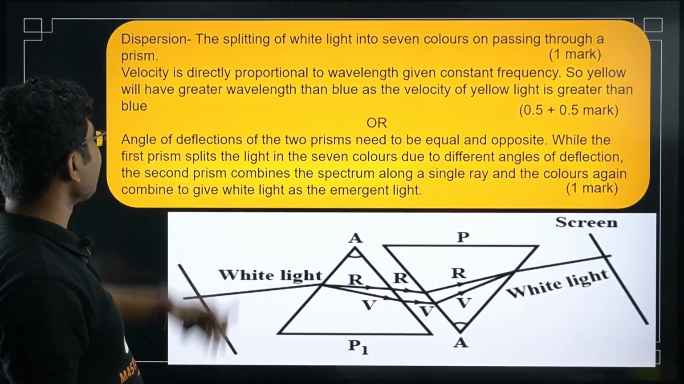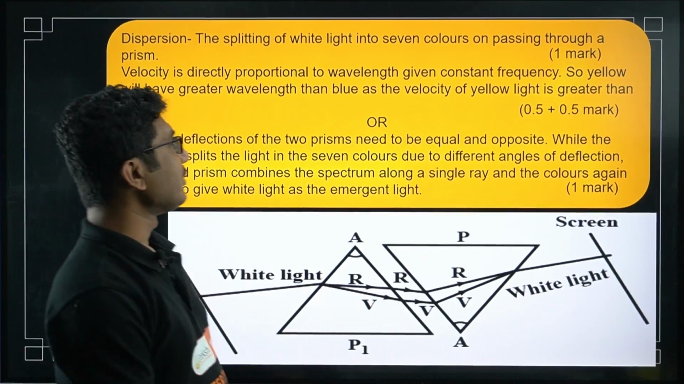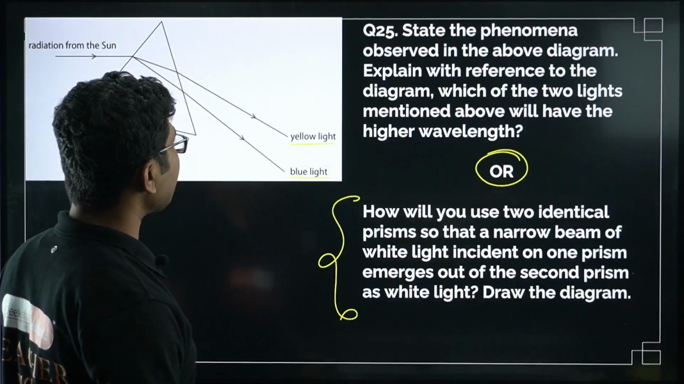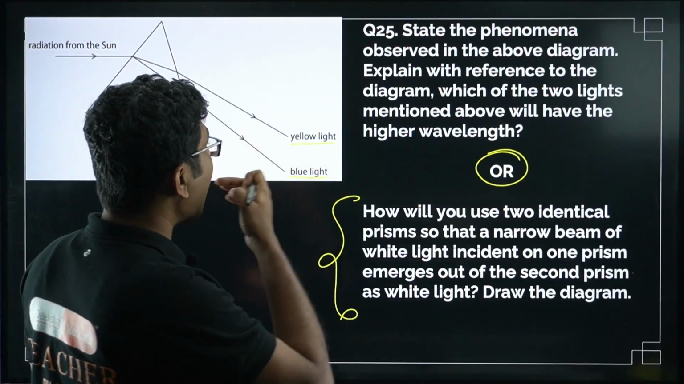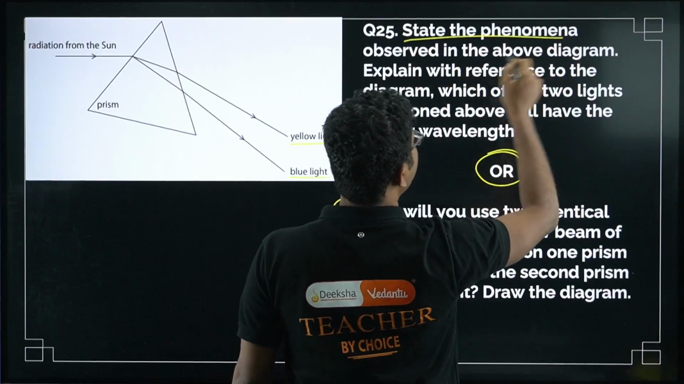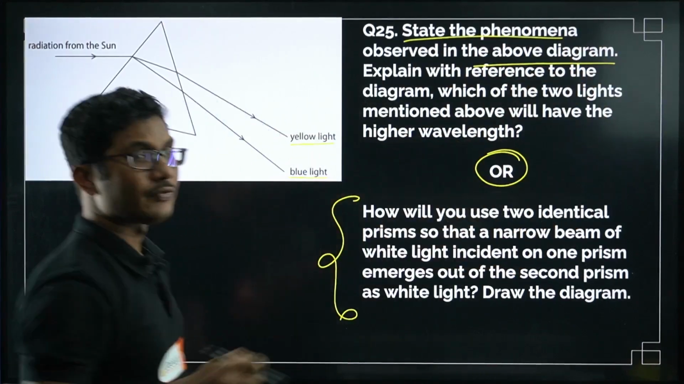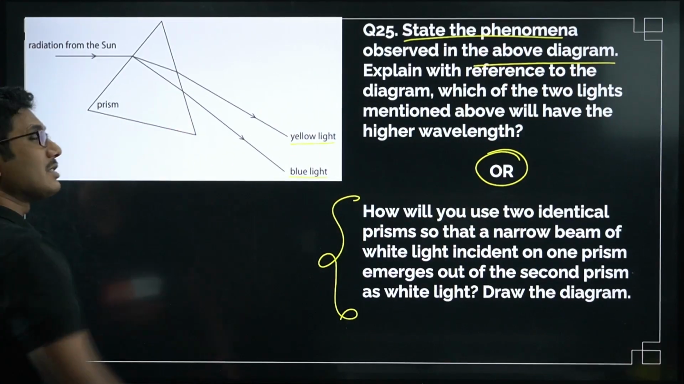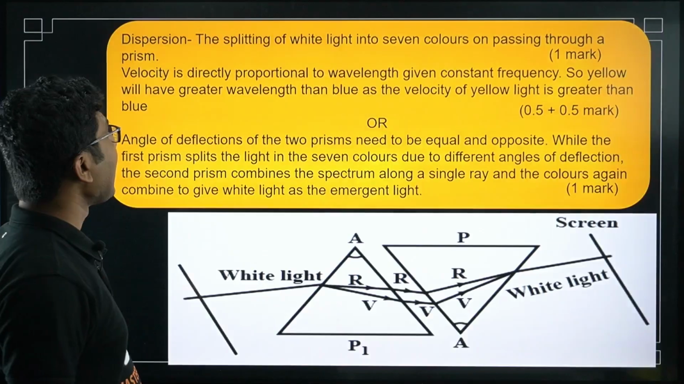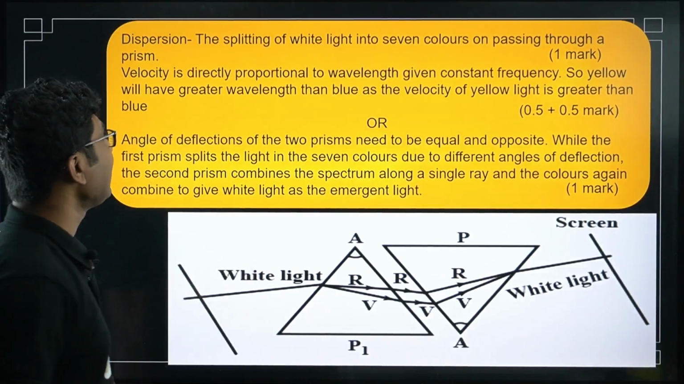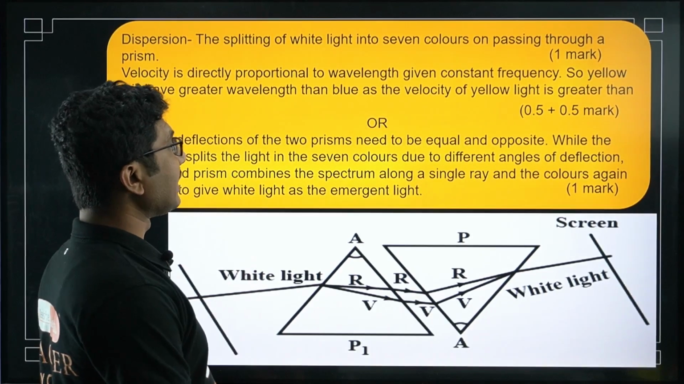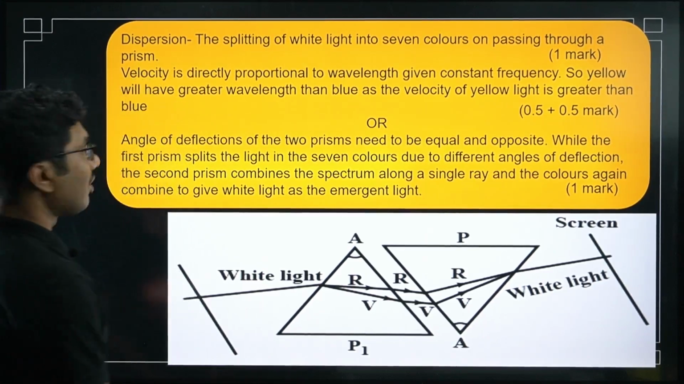Dispersion. What is dispersion? Dispersion is the splitting of white light into 7 colors. Okay, there was a question, I think. State the phenomena observed in the above diagram. So state the phenomena. The phenomena observed in this diagram is obviously dispersion, right? And the explanation is that splitting of white light into 7 colors on passing through a prism is called dispersion.